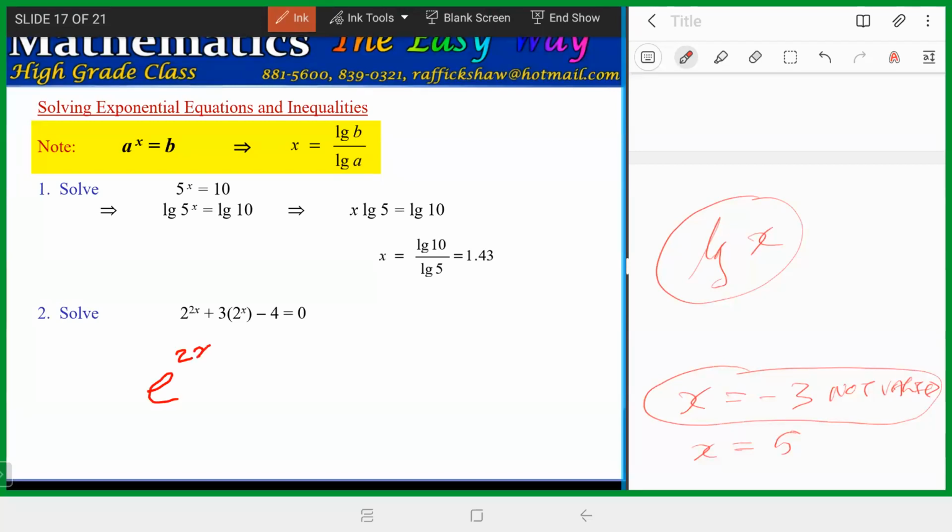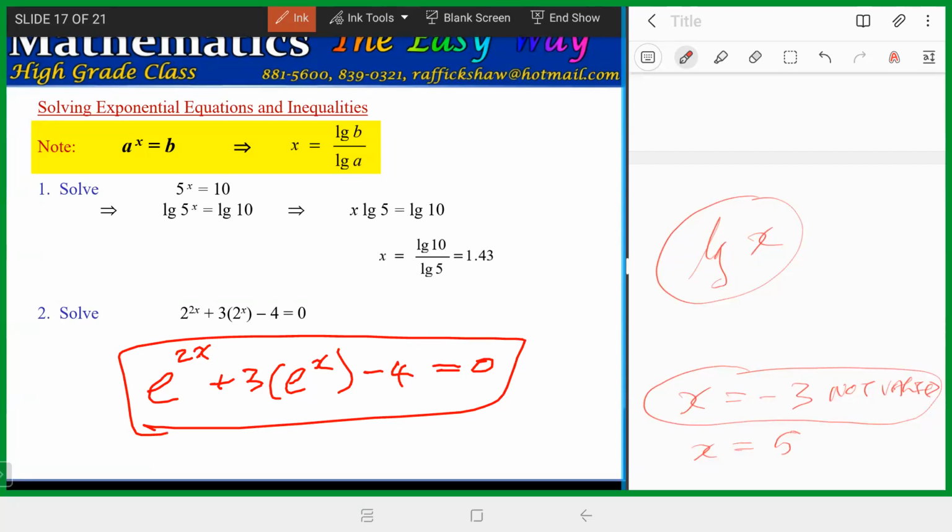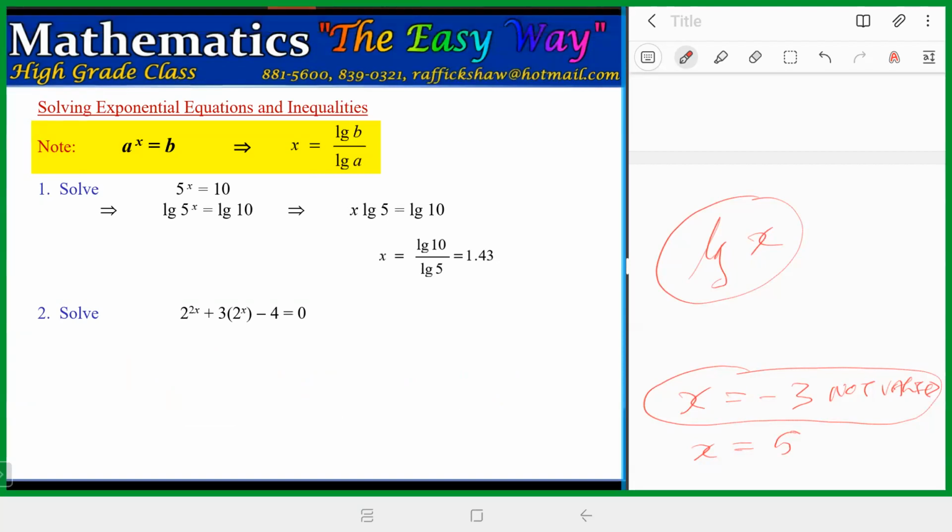e to the 2x plus 3 times e to the x minus 4 equals 0. That means I want to take ln, take log, to this e to bring the power down. If you haven't taken logs, if you come to the point of taking logs. So instead of getting 2 to the x, pure math students would get something like this. But then the approach is exactly the same. You understand? The approach is the same. So when we break it up, it becomes a quadratic in 2 to the x. So this really is the same as y squared.